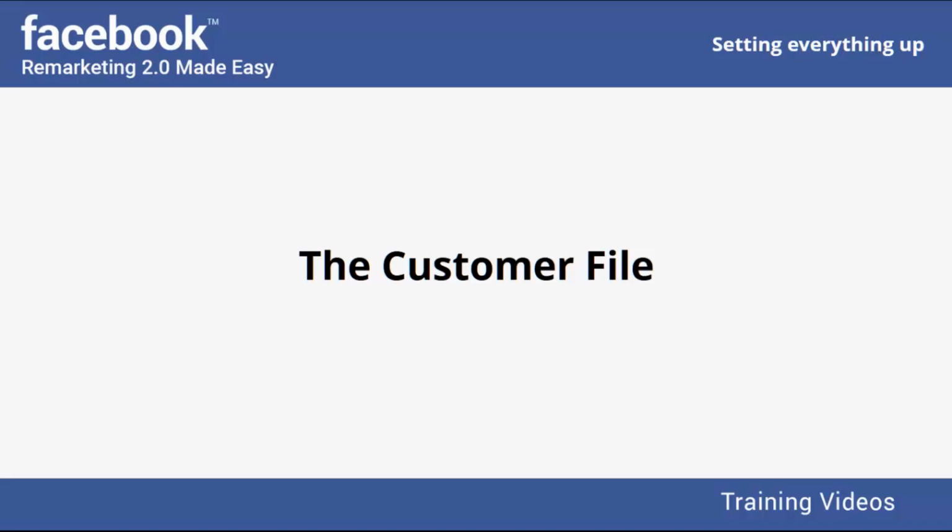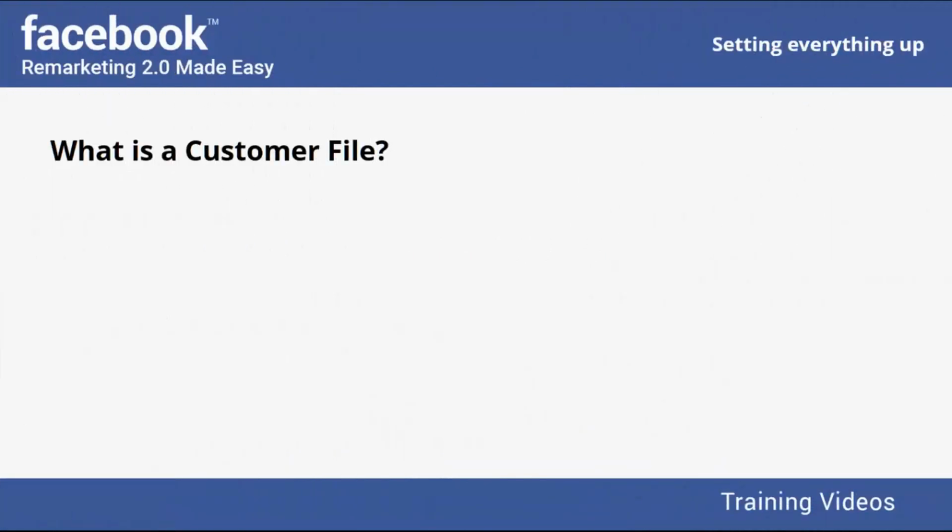Those 4 things you need to have and already giving you positive results are a customer file, a traffic-getting website, an active working app, and live, socially active Facebook content. Let's start with the customer file. What is a customer file?